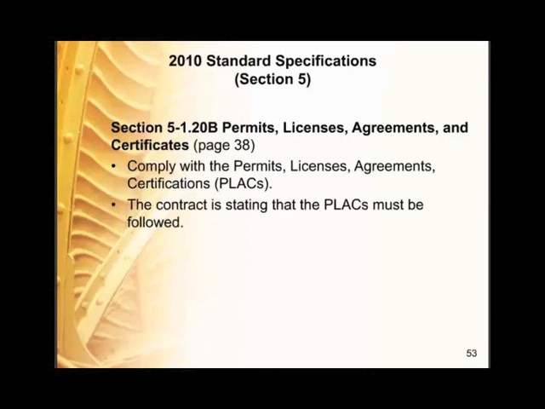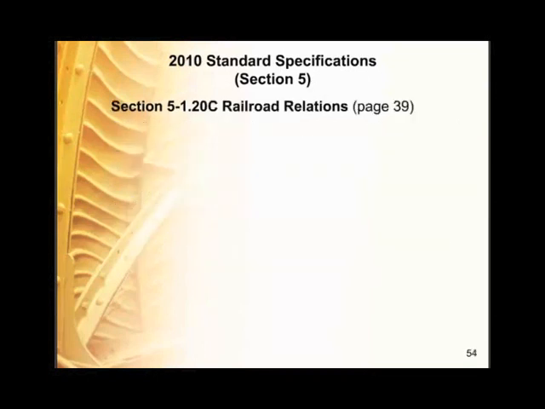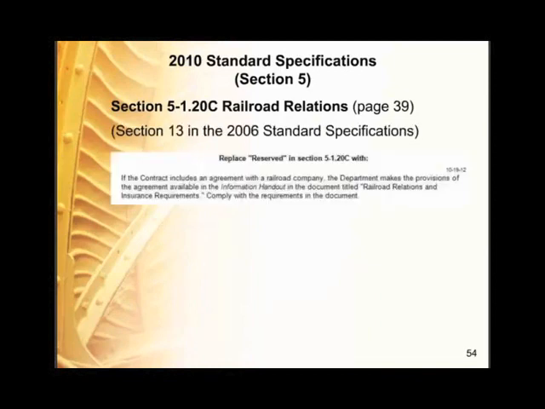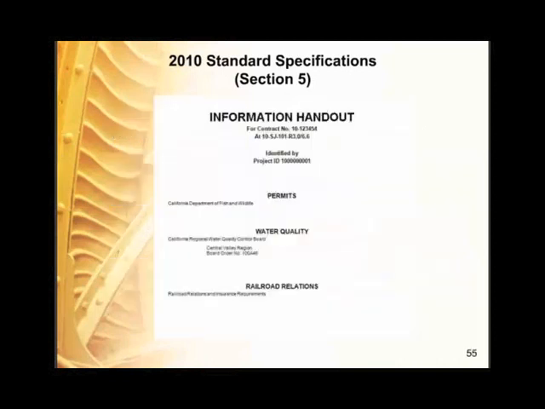Jill went over this already, but we no longer have a section 13. It's now in section 5-1.20C, railroad relations. And really that just states that you're going to see your railroad agreements and railroad relations information in the information handout. And here's a typical cover sheet for the information handout with railroad relations shown.